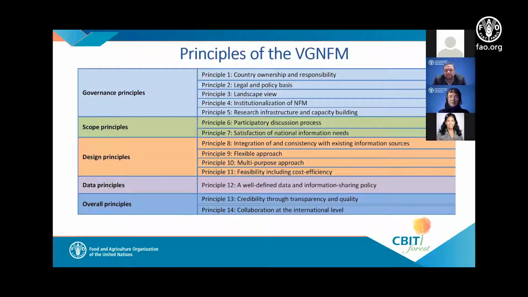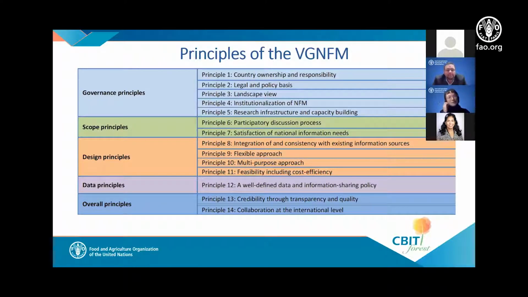Normally, people ask me, why 14? Why not 10, like the 10 commandments, or 7, or more? Well, as I mentioned before, we had a long discussion during the preparation of this voluntary guidance. It took us around 2 years and a lot of technical and expert consultations with academia, coordinators of national forest inventories around the world, politicians, etc. It is not easy. Of course, it was really important to have all these principles well defined.